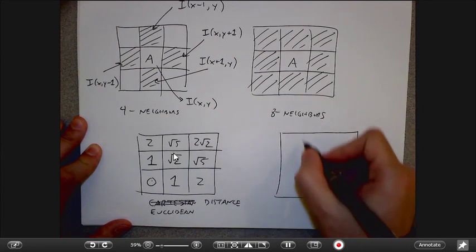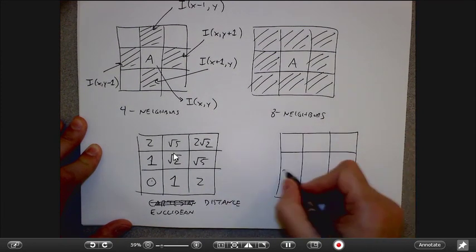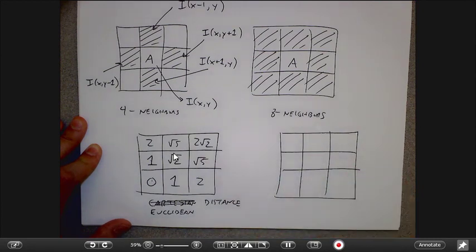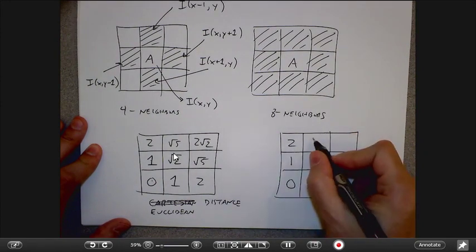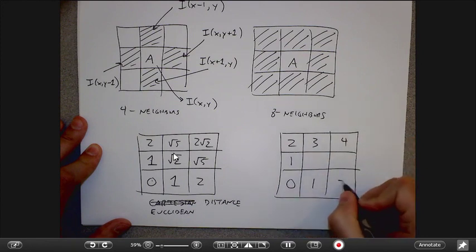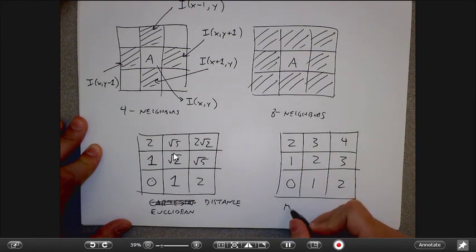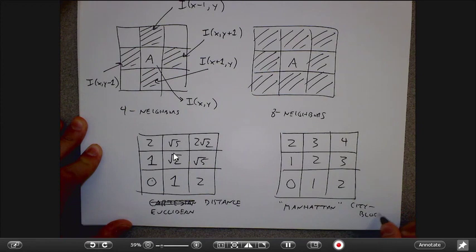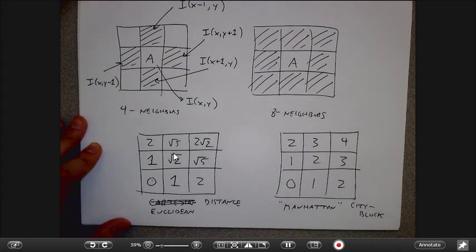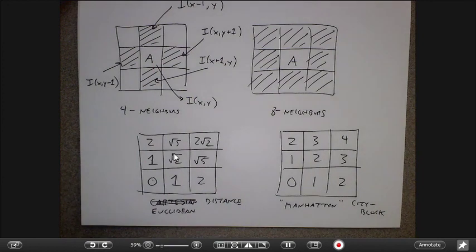And sometimes you may talk more in a discrete world about how many steps it takes me, kind of like what they call Manhattan block distance, where I say, okay, I have to walk 1 block to get here, 2 blocks to get here, 3 blocks to get here, 4 blocks to get here. You sometimes see this called the Manhattan distance, or city block distance.